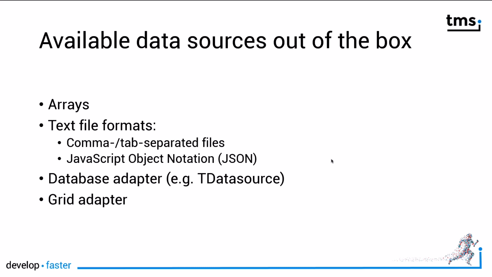It is possible to load from an array and various text file formats. For example, comma or tabulator separated files, and the now very popular JavaScript Object Notation, JSON. Loading from databases is also possible using the database adapter, which makes it easy to access any TDataSource component in the VCL or FireMonkey, for example. And there is the grid adapter, which allows you to reflect changes that are made inside of a grid immediately in the chart. This video will focus on the two big groups at the beginning, arrays and text file formats.